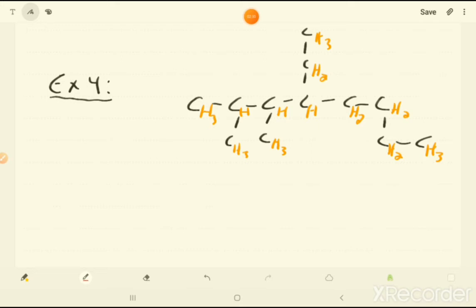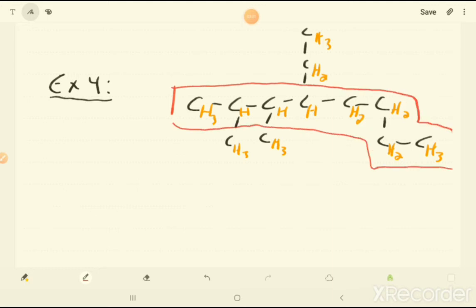Let's look at a bit more of a complicated example. Now remember, the parent chain doesn't have to be a straight chain. It just has to be the longest continuous chain. If we assess the longest continuous chain, here would be the longest because we would count every single one of these, 1, 2, 3, 4, 5, 6, 7, 8, without going over a carbon twice. So this here is the parent chain.